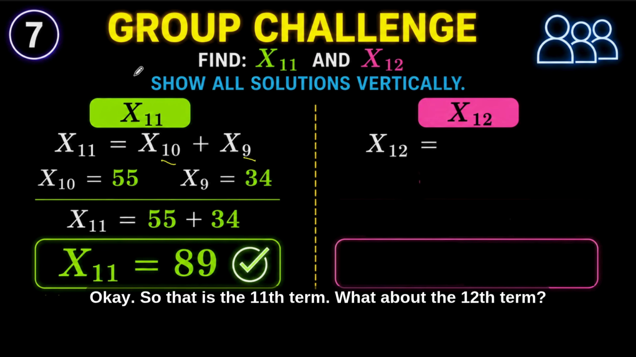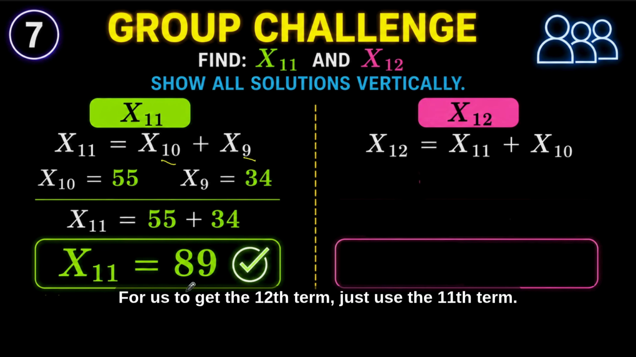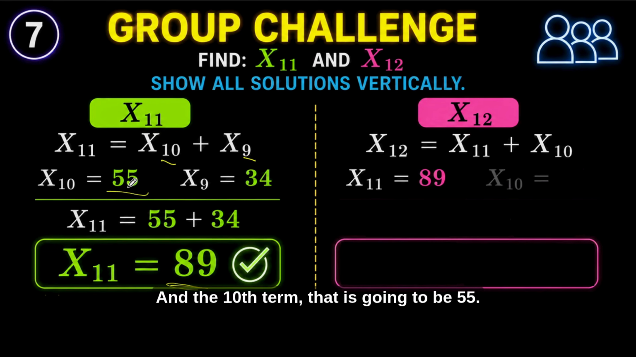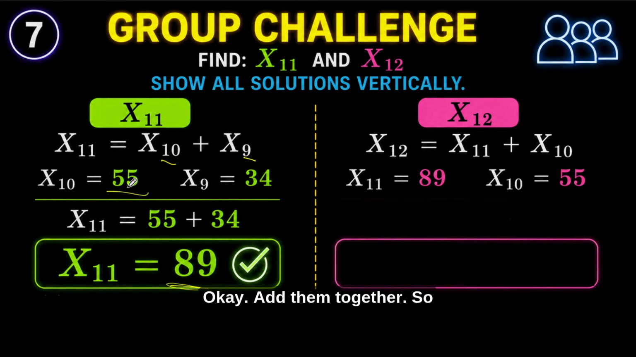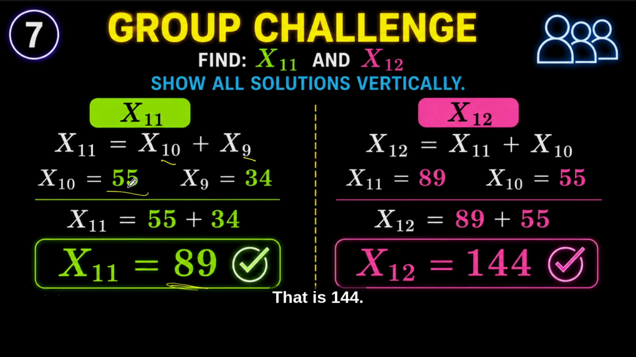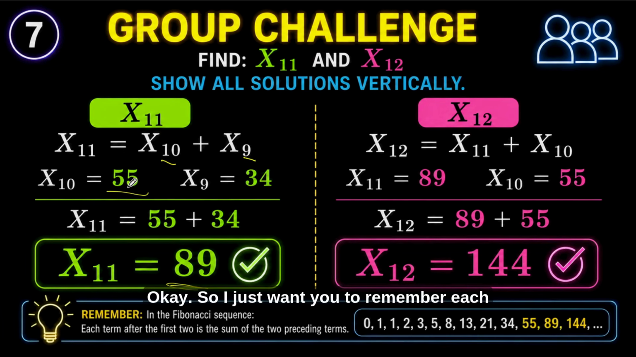What about the 12th term? To get the 12th term, just use the 11th term, which is 89, and the 10th term, which is 55. Add them together. The 12th term is equal to 89 plus 55, which is 144. Okay, just remember, each term after the first two is the sum of the two preceding terms.